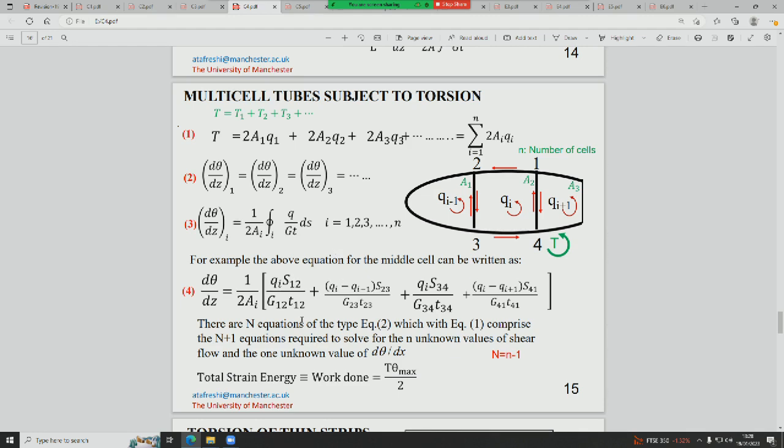If you were asked to find the total energy stored, my advice to you is find the rate of twist or angle of twist in radians, multiplied by T, divided by two.